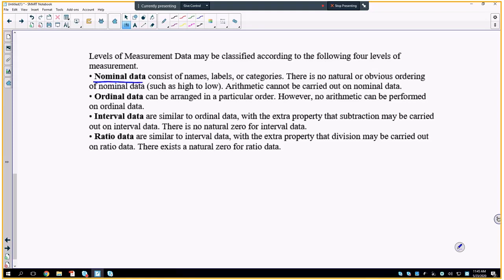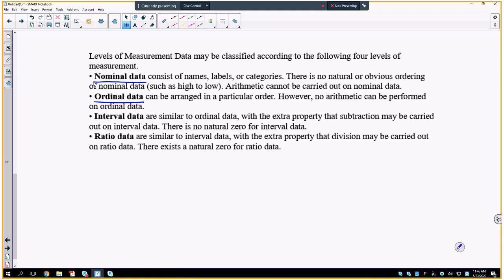Nominal data consists of names, labels, or categories. There is no natural or obvious ordering of nominal data, and we cannot carry out arithmetic. Or we could have ordinal data. Ordinal data can be arranged, unlike nominal data, which has no natural order. The ordinal data can be ordered, but we still can't perform any arithmetic.